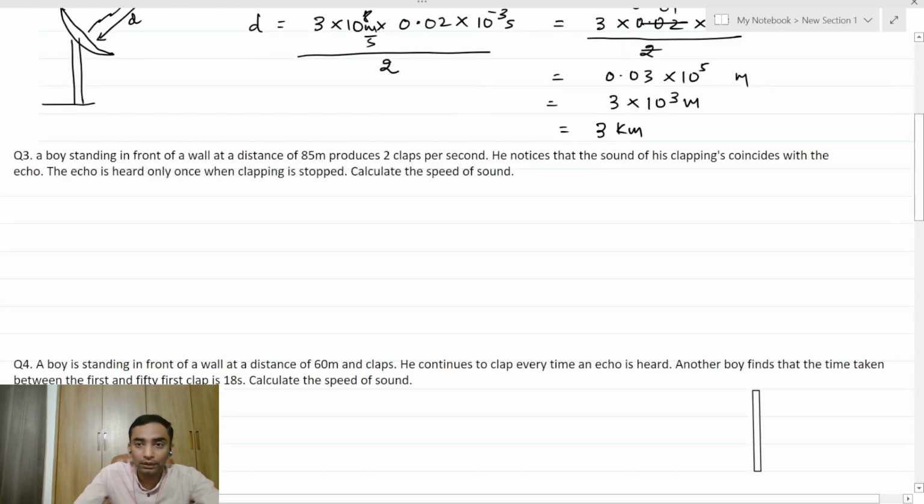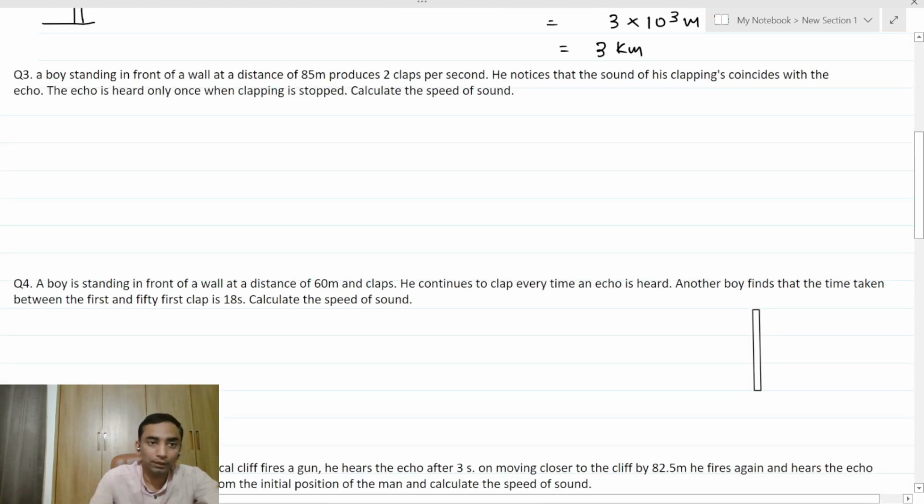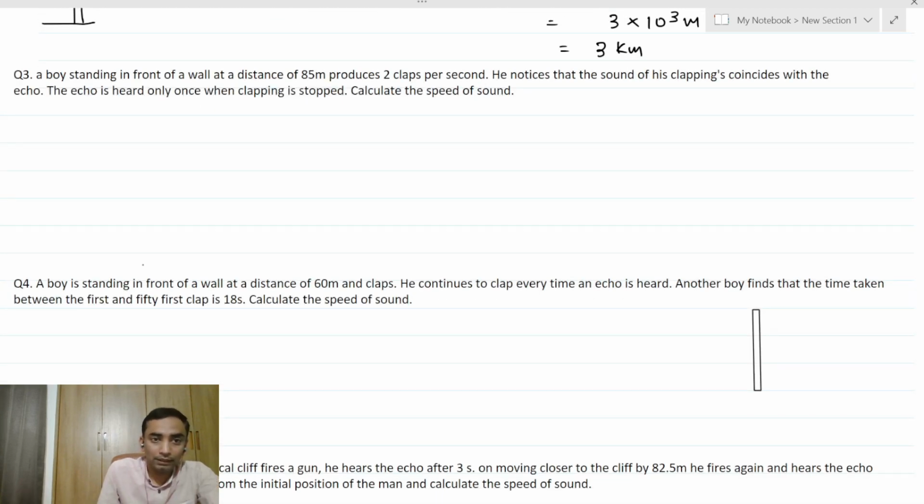Now, let's solve problem number 3. The boy is standing in front of a wall at a distance of 85 meters.